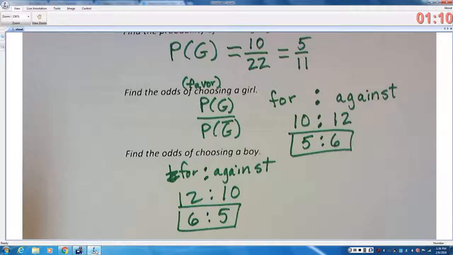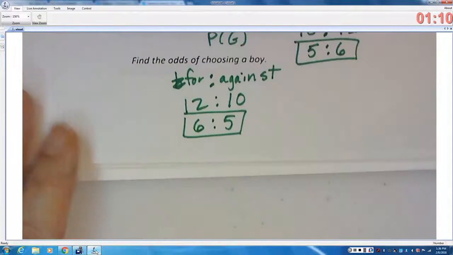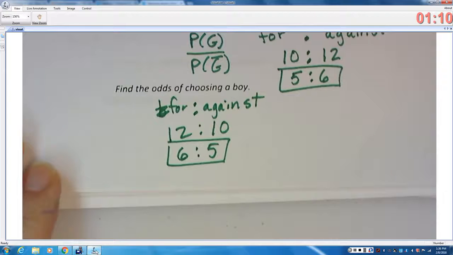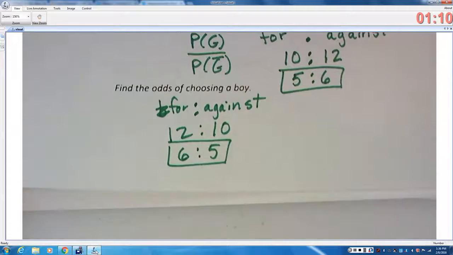Oh, you can't see that. Let me move this up. People in the back can't see. So it's 6 to 5. Did you get that?